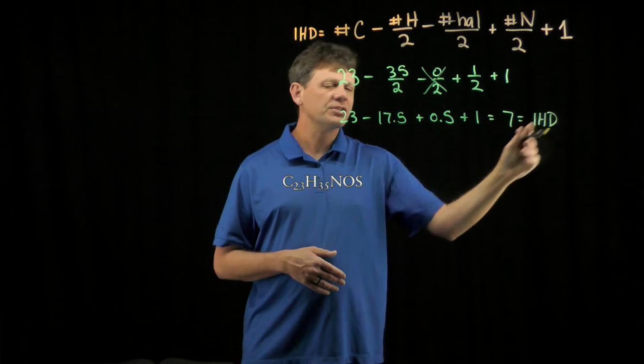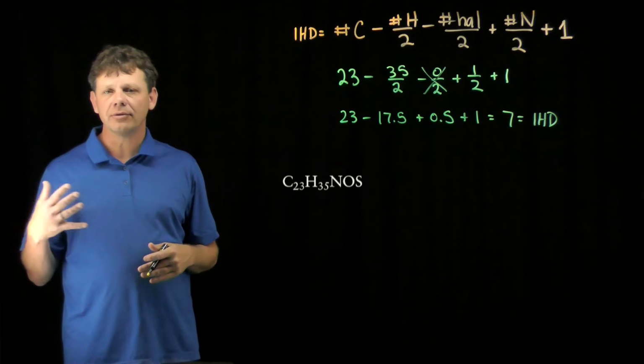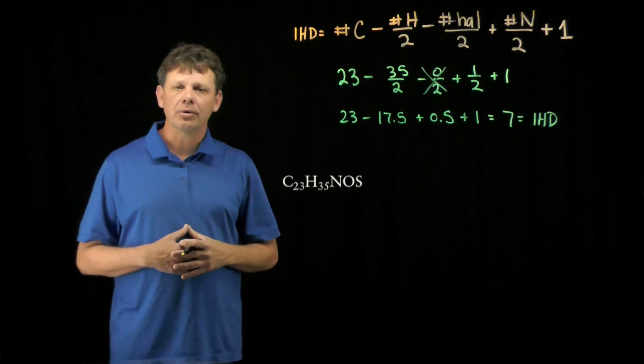The index of hydrogen efficiency is 7, which means we have 7 double bond equivalents, pi bonds, or rings in this molecule, curacin A.